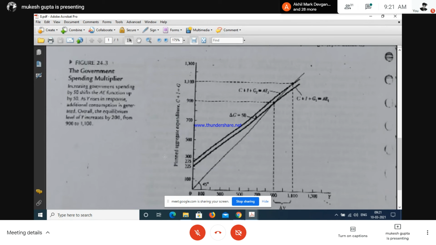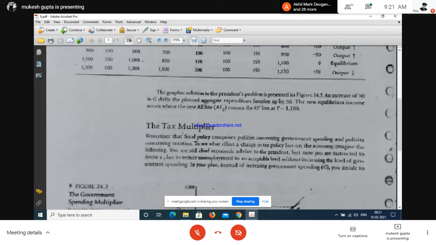So here the multiplier works in the case of government expenditure. It depends on the MPC, and the higher the marginal propensity to consume, the higher will be the multiplier. Okay, because most of the increase in income is going to consumption expenditure. As most of the income will go to consumption expenditure, then the income of the other person is also increased. They will also spend again, so this chain will go on and the multiplier is increased.